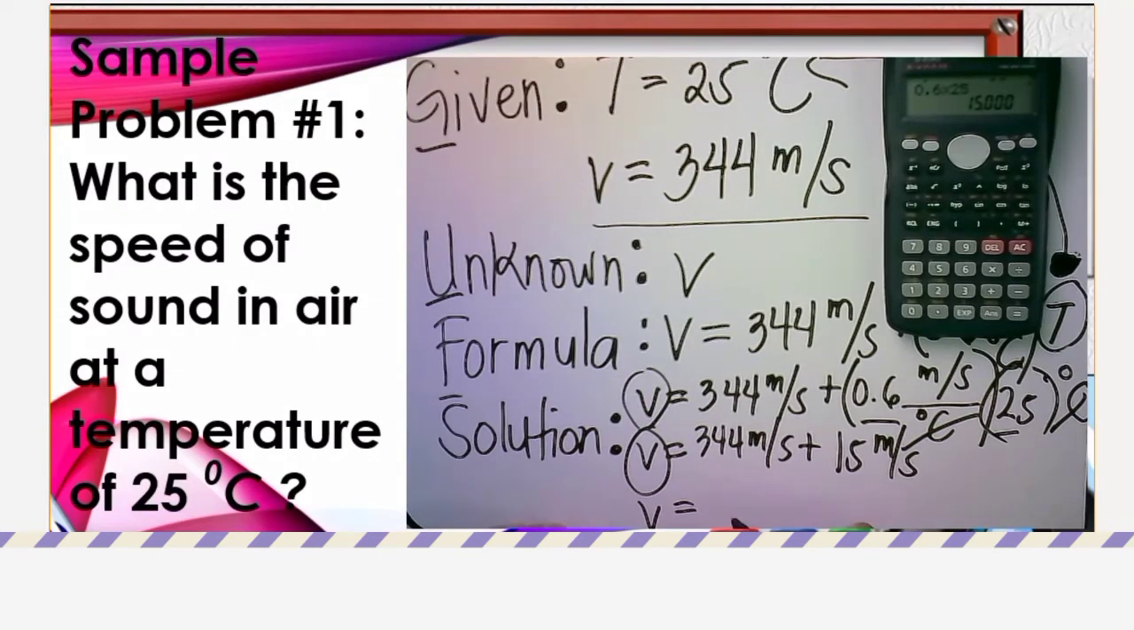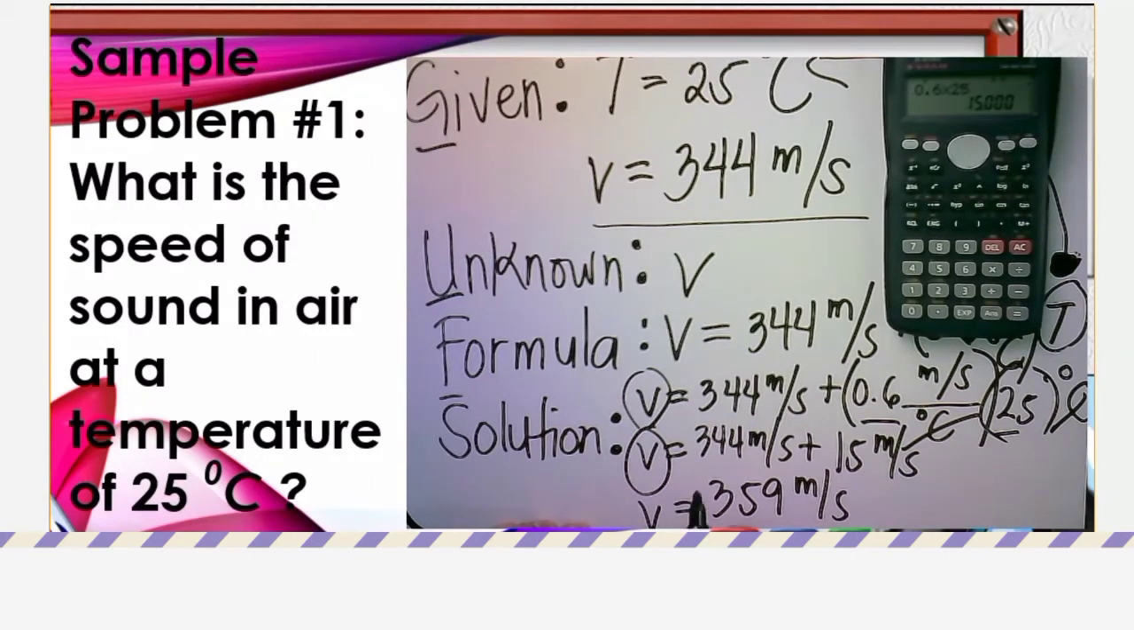Okay. The answer would be 359 meters per second. Let us go back now to our question. What is the speed of sound in air at a temperature of 25 degrees Celsius? So, here, we need to put the statement. So, the statement is this.